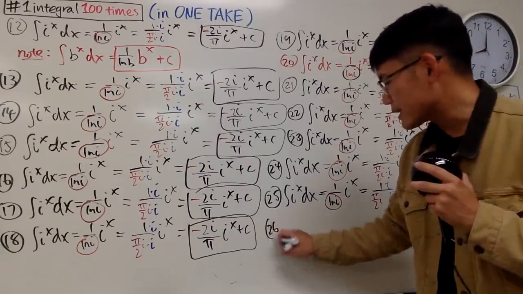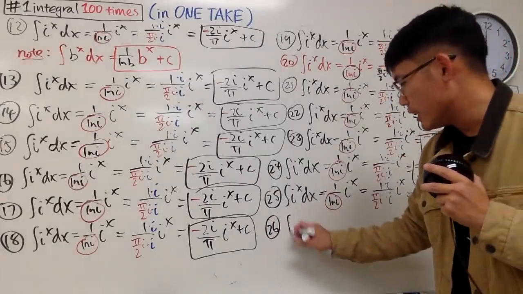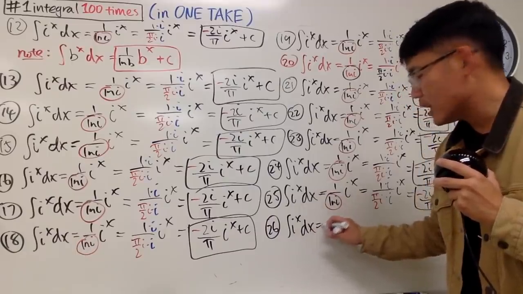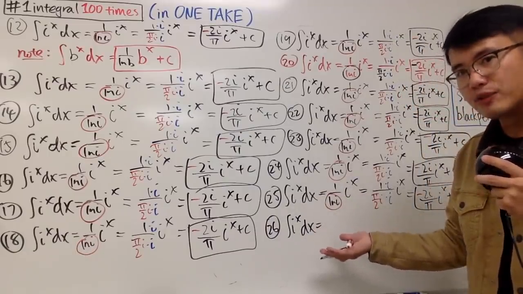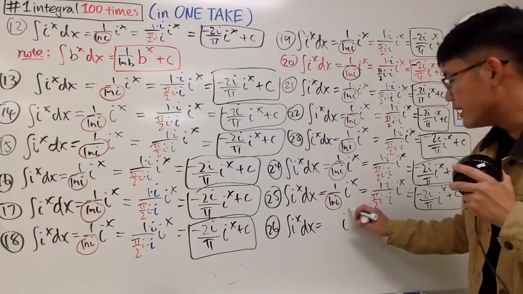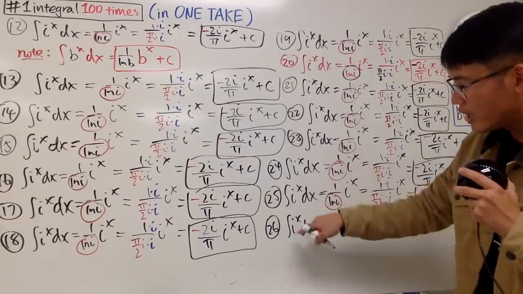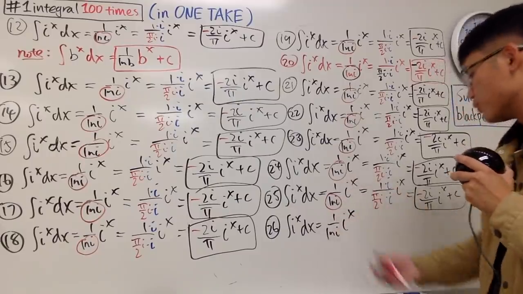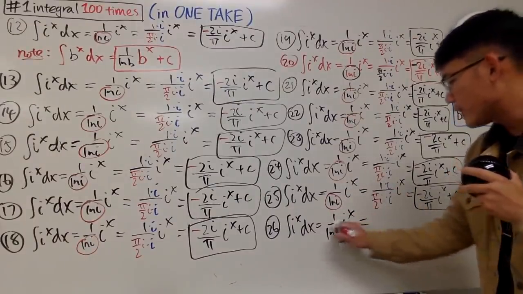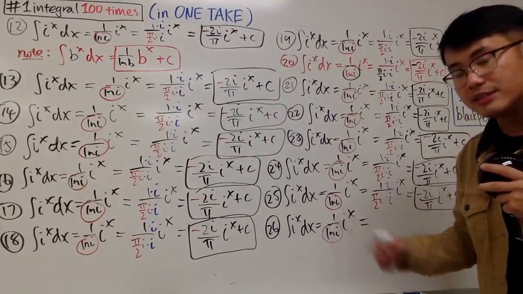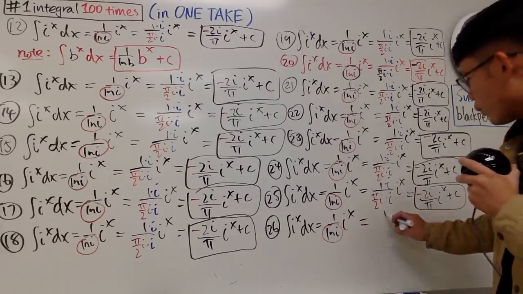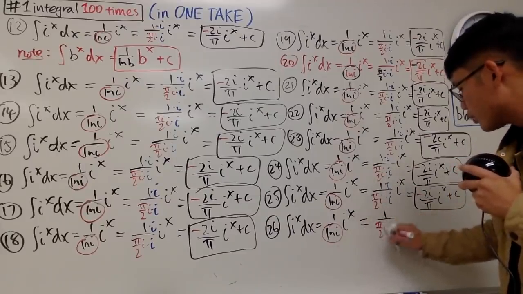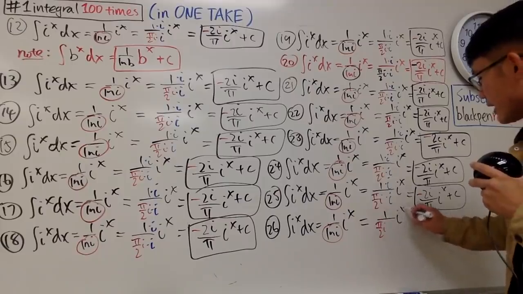Now, number 26. Let's go ahead and integrate i to the x power dx. Well, this is just like an exponential function, even though the base is i, but it's okay. The answer is still going to be i to the x power divided by the natural log of i, because again, the base is not e, so you have to do it like this. And now, we have to figure out what ln i is. And let me tell you, this is just pi over 2i. So we get 1 over pi over 2i, and then this is i to the x power.